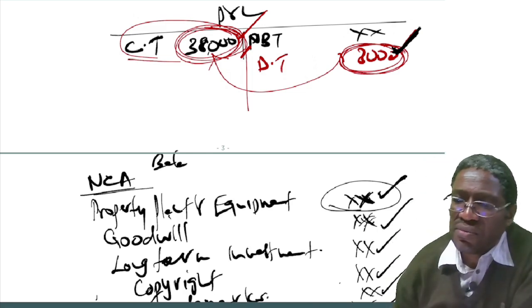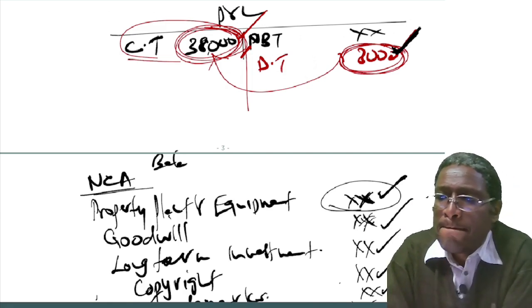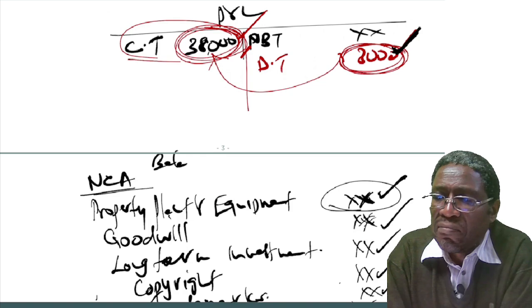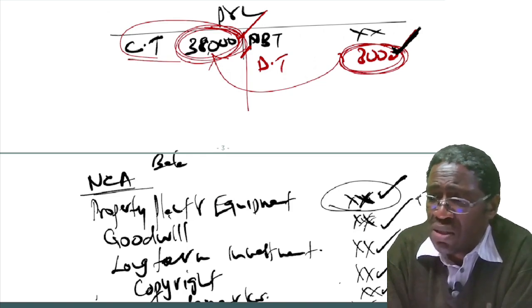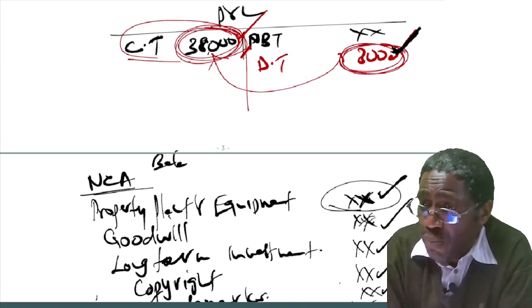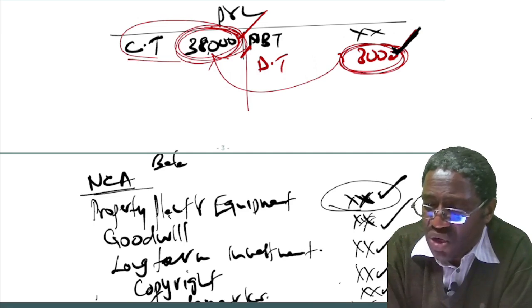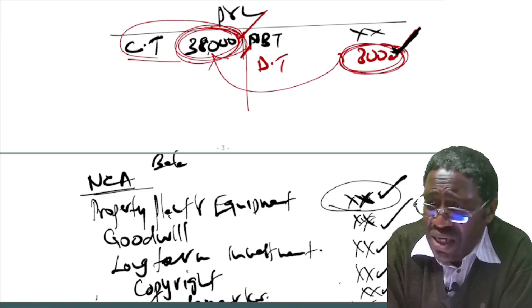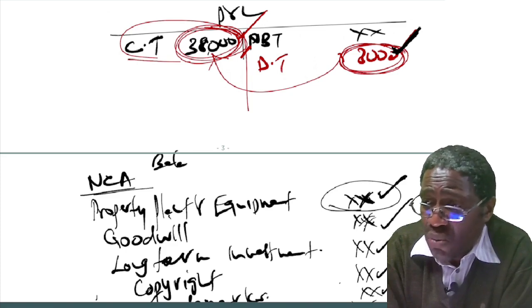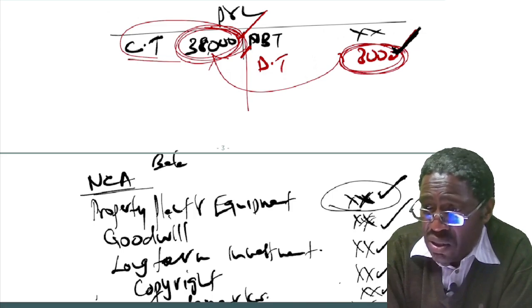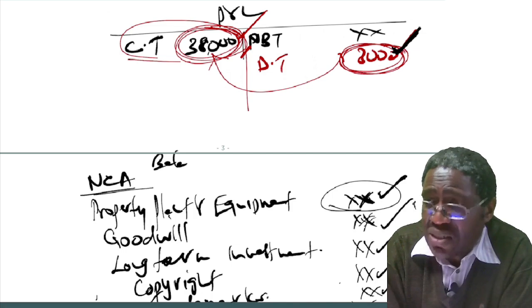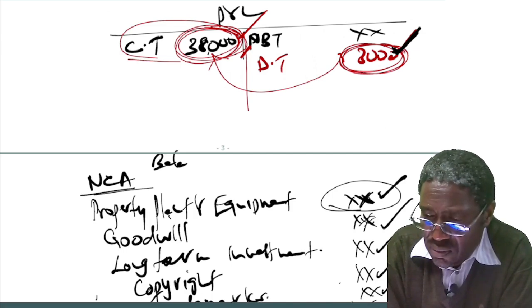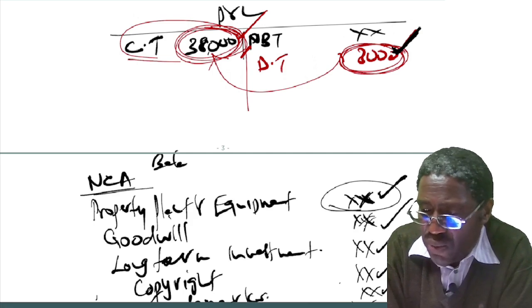Let me say this. Say this. All the fixed assets should be combined into a single amount under the name of property, plant and equipment.